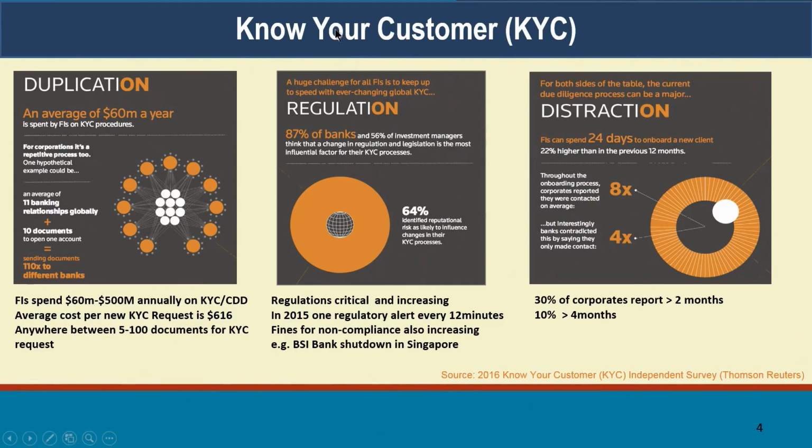So what are some of the pain points today? Know your customer process. There is a lot of duplication for both the banks and for the end customers. We would like to remove that. And today, basically, it's a multiplicative factor, right? If I have to open accounts with 10 banks, and each of them require 10 documents, then I'm repeating this 100 times over, right? So there's a multiplicative factor here. And today, the estimate is banks spend somewhere between 60 million and 500 million annually in going through this KYC process, right? And anywhere between 5 and 100 documents. And like I said, it's a lot more for corporate customers than for individual customers.